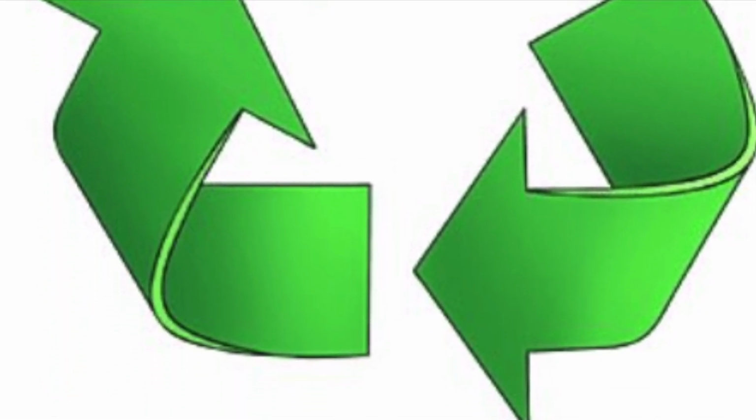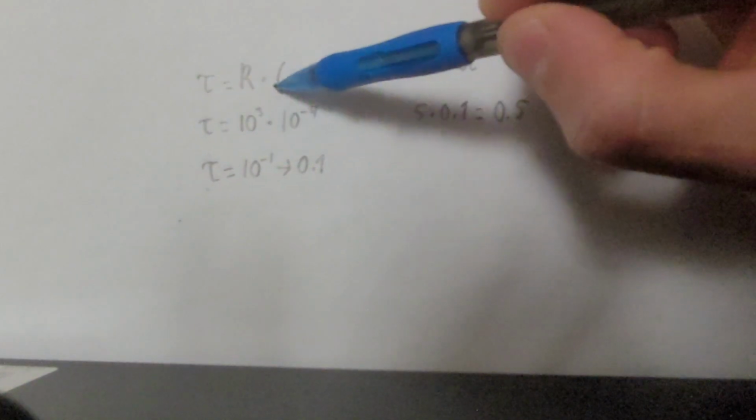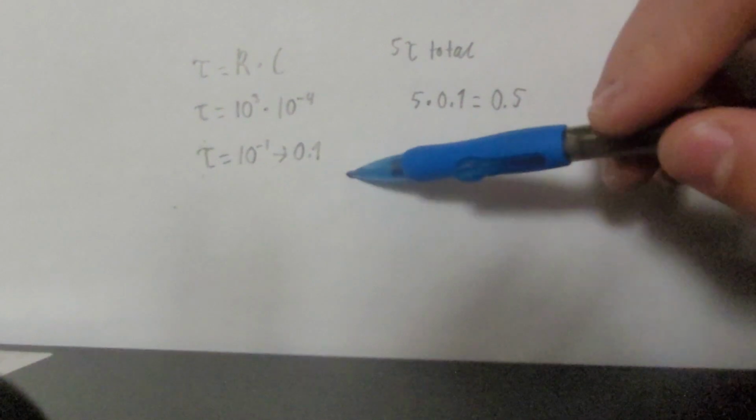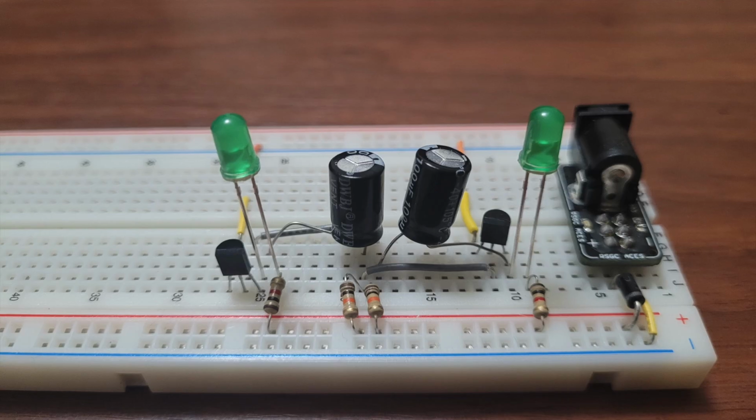This cycle repeats. Using the equation of tau is equal to resistance times capacitance, it can be determined that the capacitor in this particular circuit will take 0.5 taus to charge and discharge.